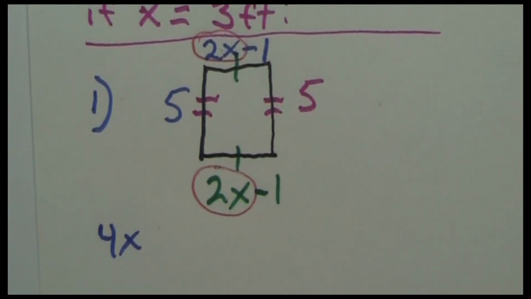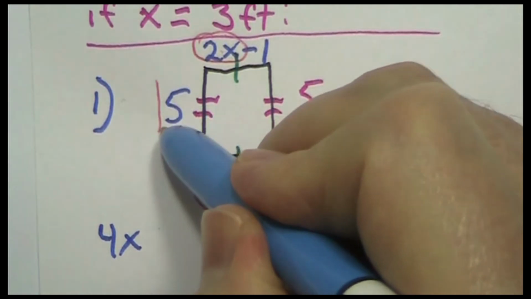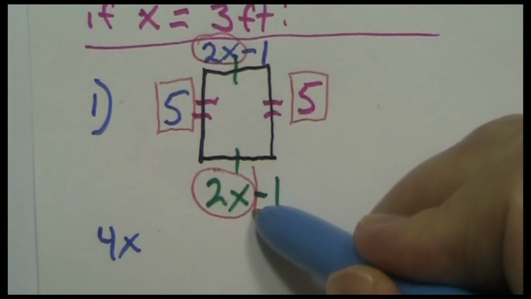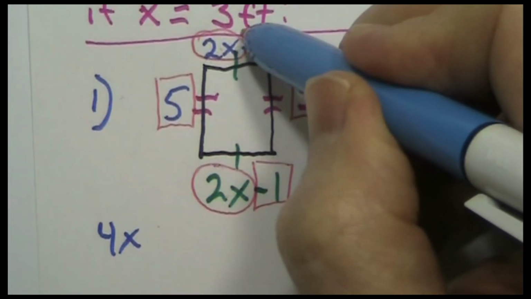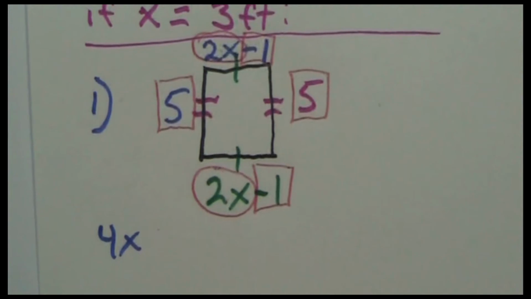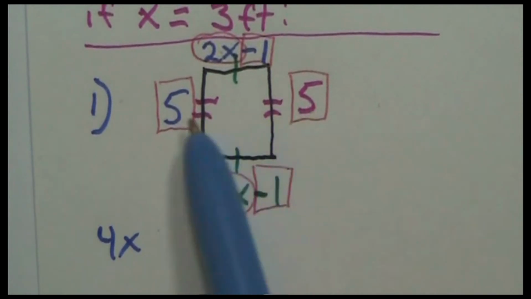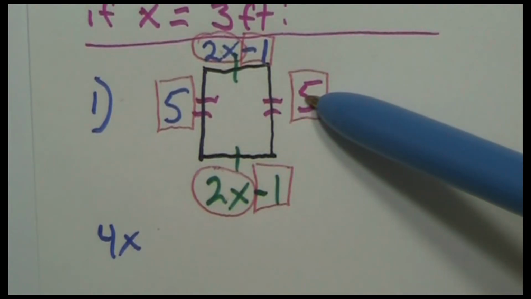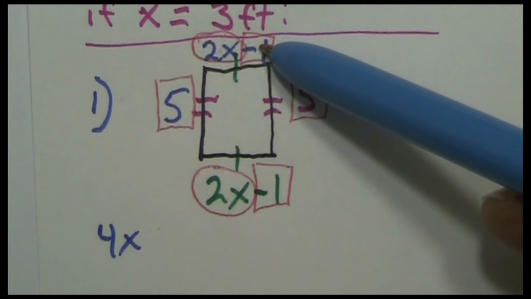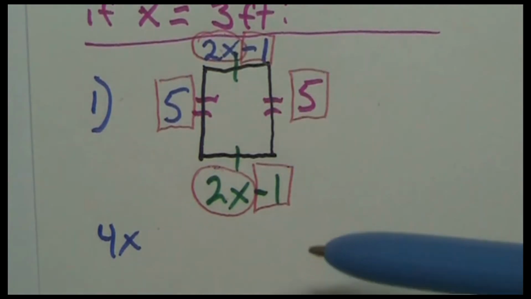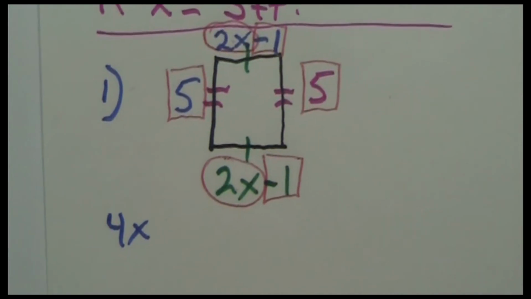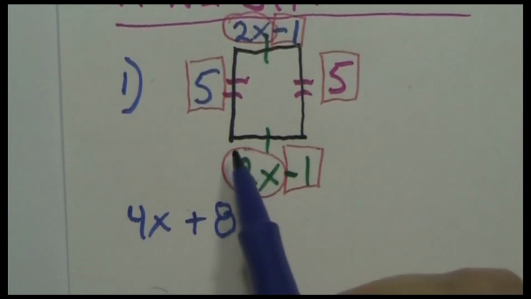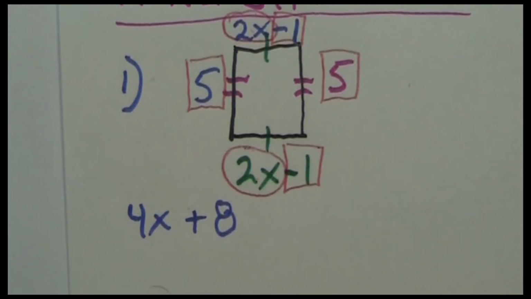Okay, then I have my constants. My constants, I'll just put boxes around those. I have a 5, a minus 1 or negative 1, and another minus 1, negative 1. So put all those constants together, and let's see, 5 and 5 is 10, 10 minus 1 is 9, and 9 minus 1 is 8. It's positive 8. So that is the expression going all the way around, 4x plus 8.